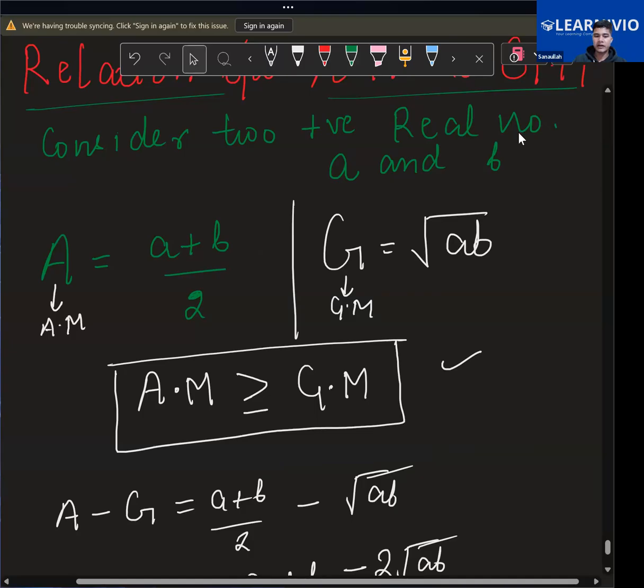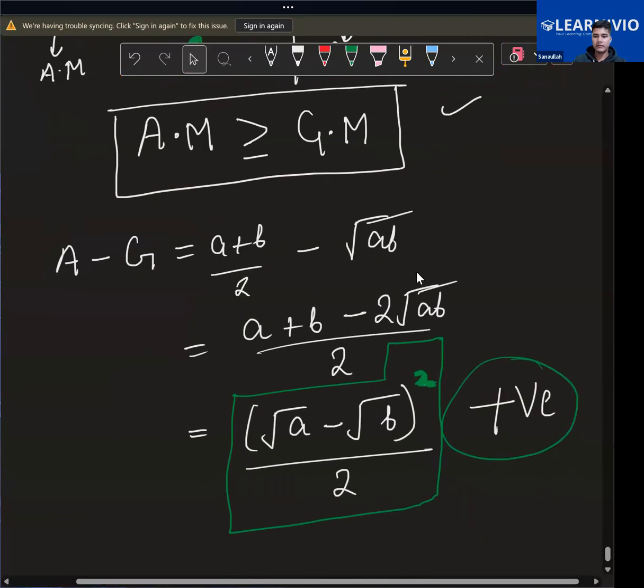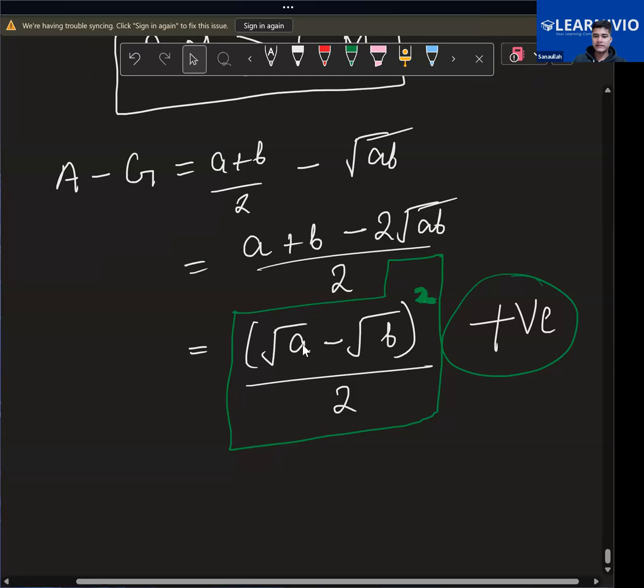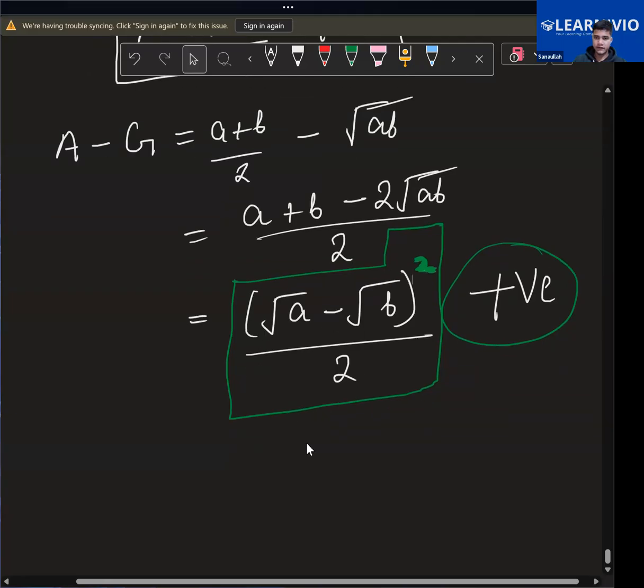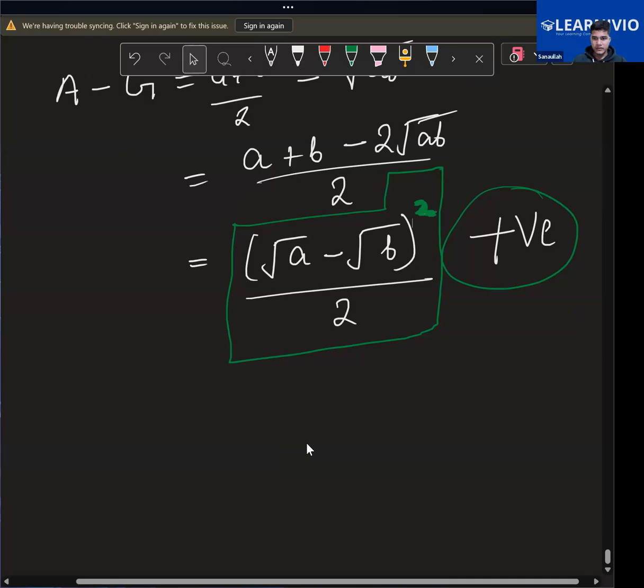Because in complex numbers, the imaginary part is iota, and if we square that iota then we will get a negative number. But here, since we have considered a and b as positive real numbers, the square of anything will be positive, and a positive quantity over 2 will be positive. So this is greater than 0.